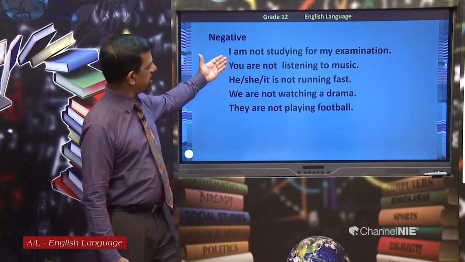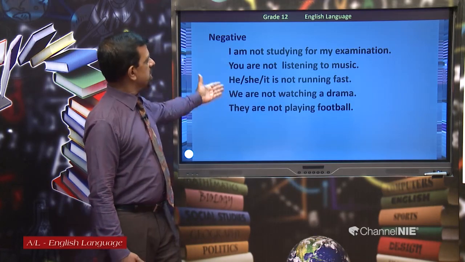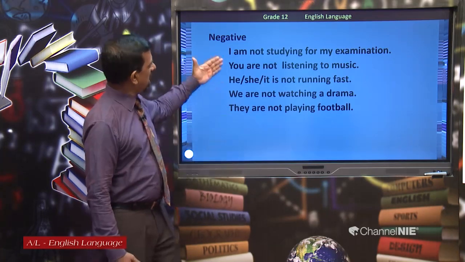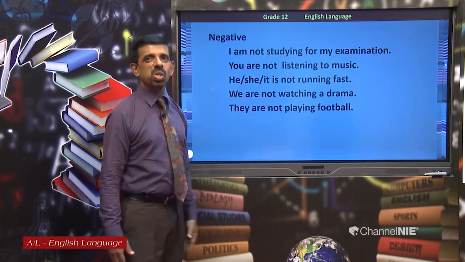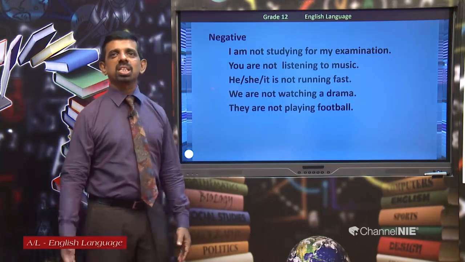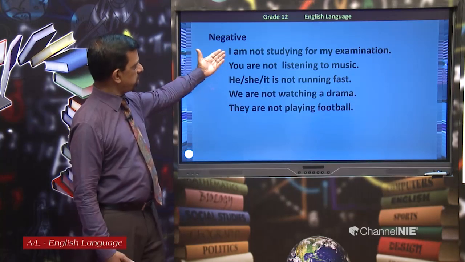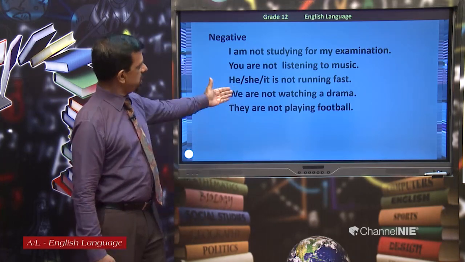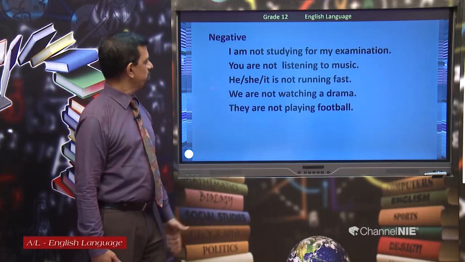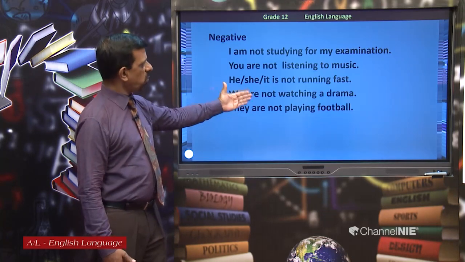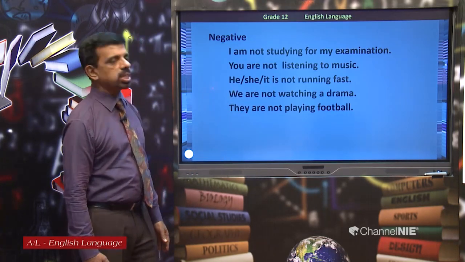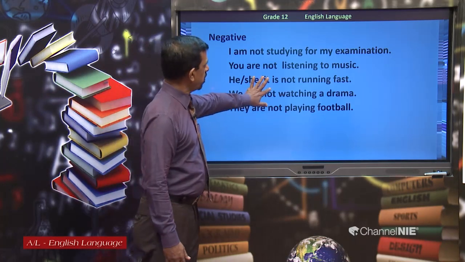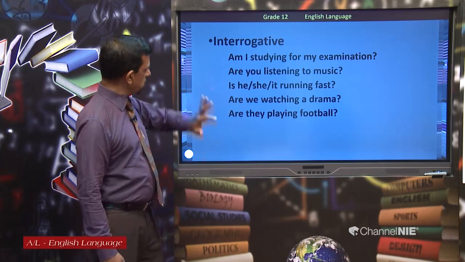So these are some basic steps of putting a simple present continuous tense into negative. Simply you insert not, then grammatically your sentence is correct as it is there. I am not studying. You are not listening. He, she, it is not running. We are not watching a drama. They are not playing football. So some of these basic forms are very familiar to you all.